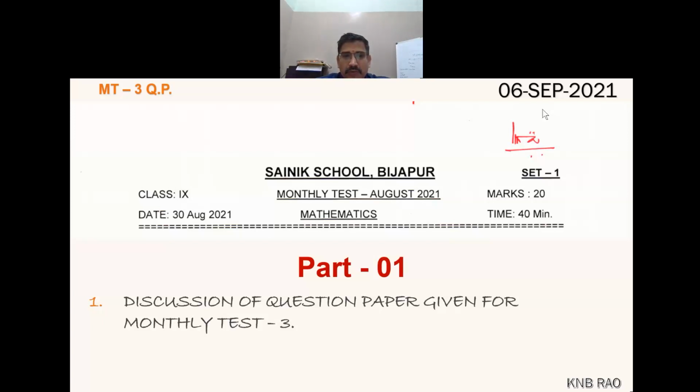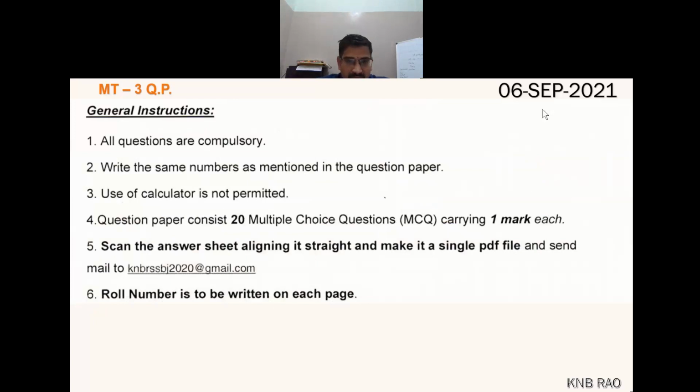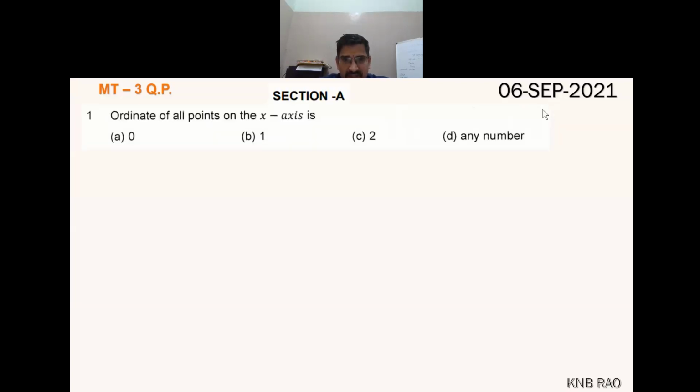So, coming down to the instructions and number of questions in this question paper, 20 MCQ questions were there, carrying 1 mark each, and no internal choices were provided. Whereas, the first question is: coordinate of all points on the x-axis is. This is the first question.